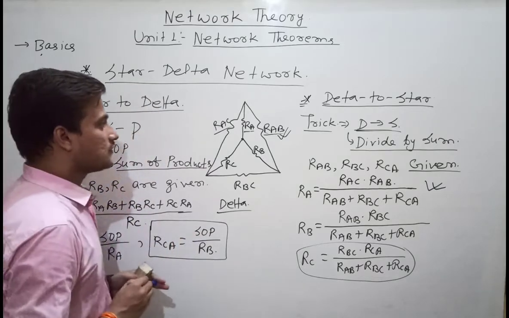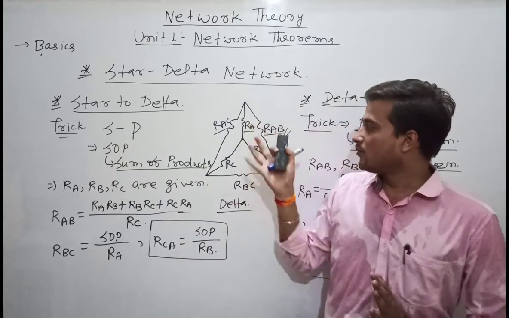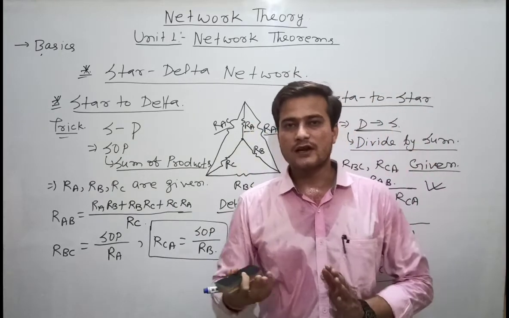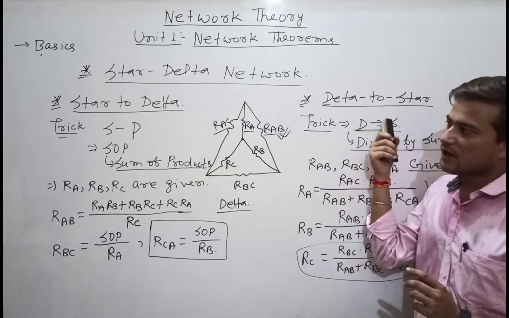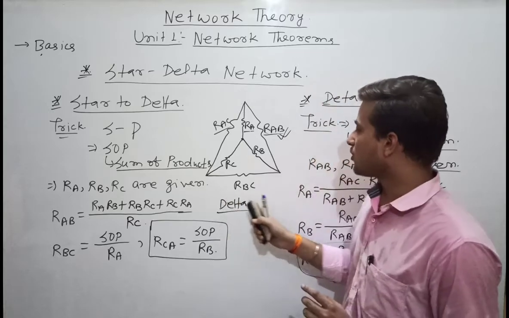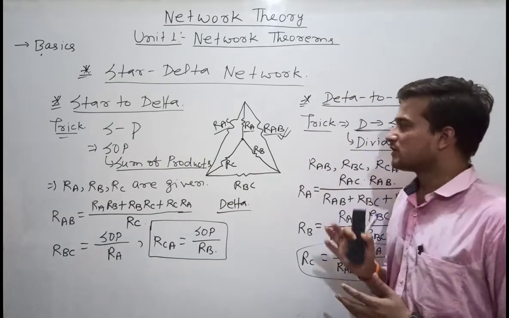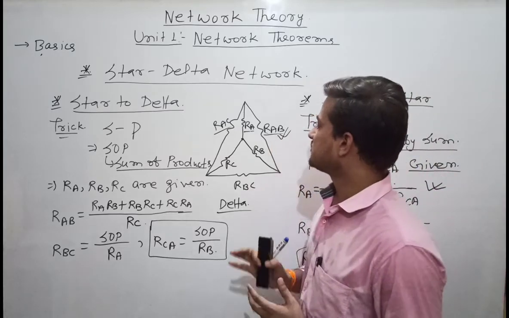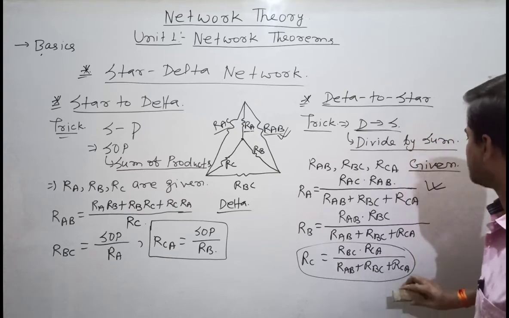Clear? So this is all about the star delta conversion. I have already explained a very beautiful trick: for delta to star it is divide by sum, and for star to delta it will be sum of products. So with the help of these formulas and tricks, you can easily solve the questions asked in GATE examinations based on star delta conversion. Clear? Next.